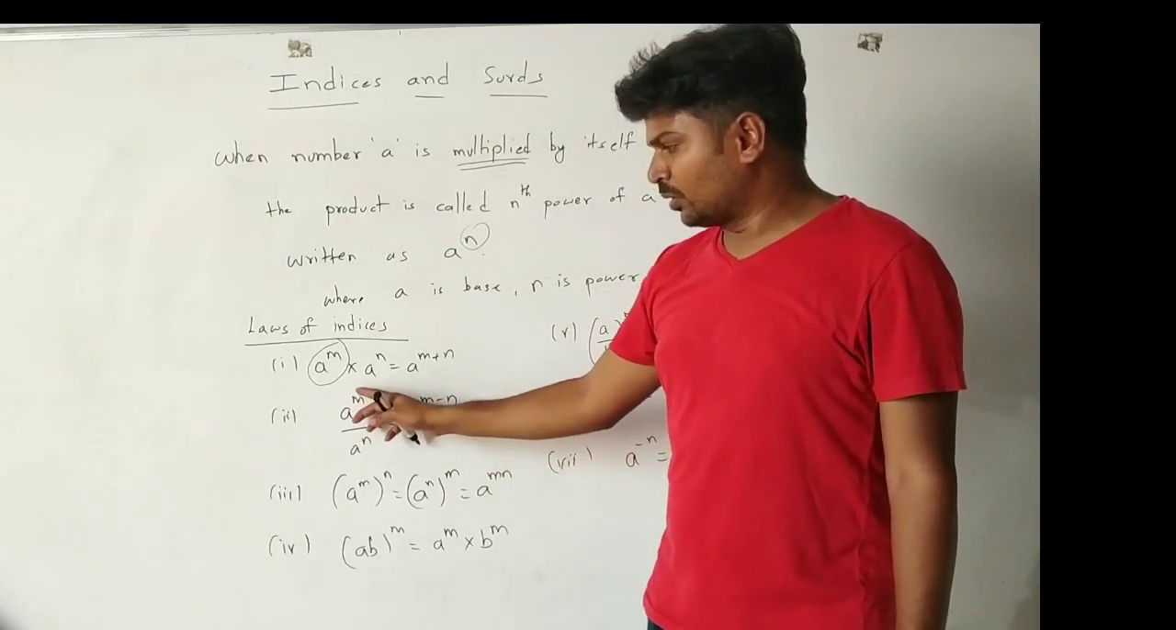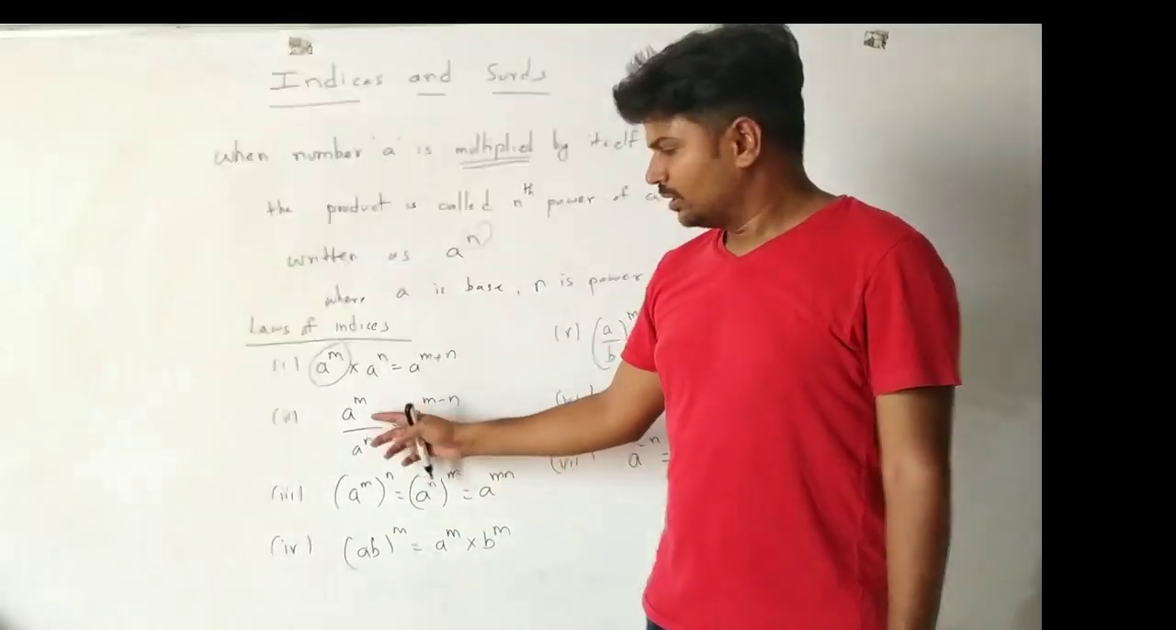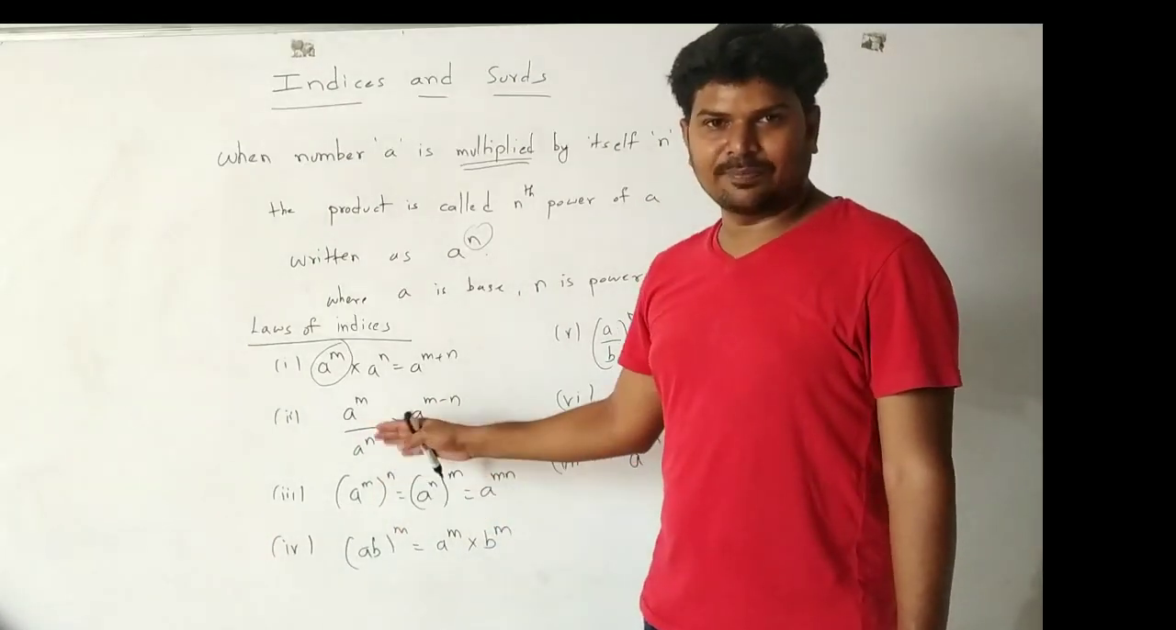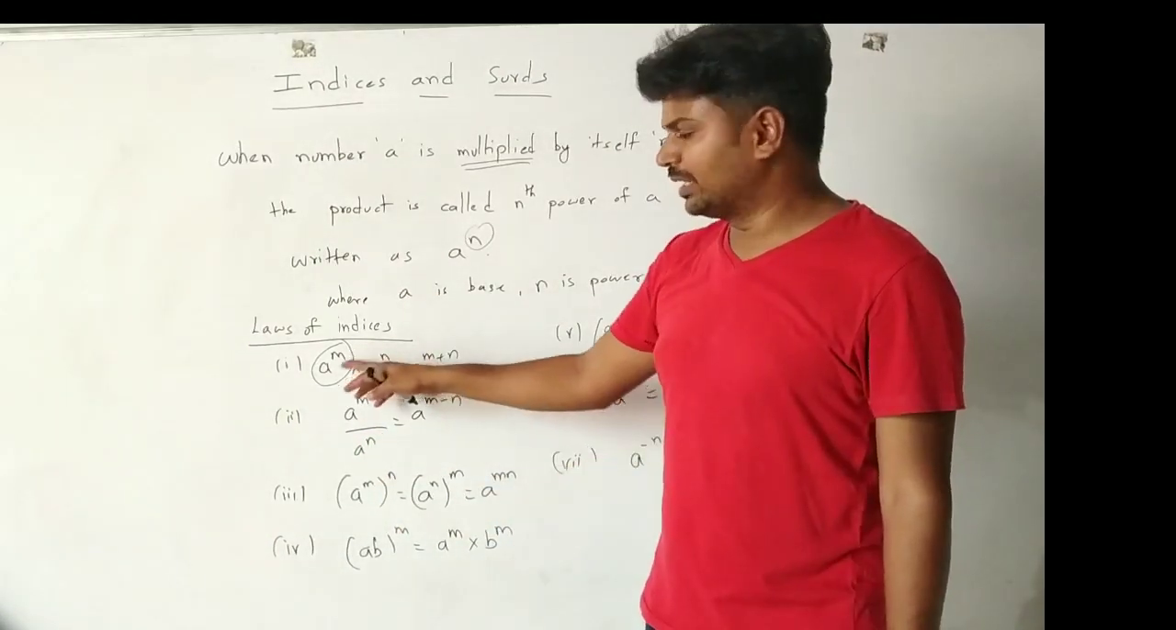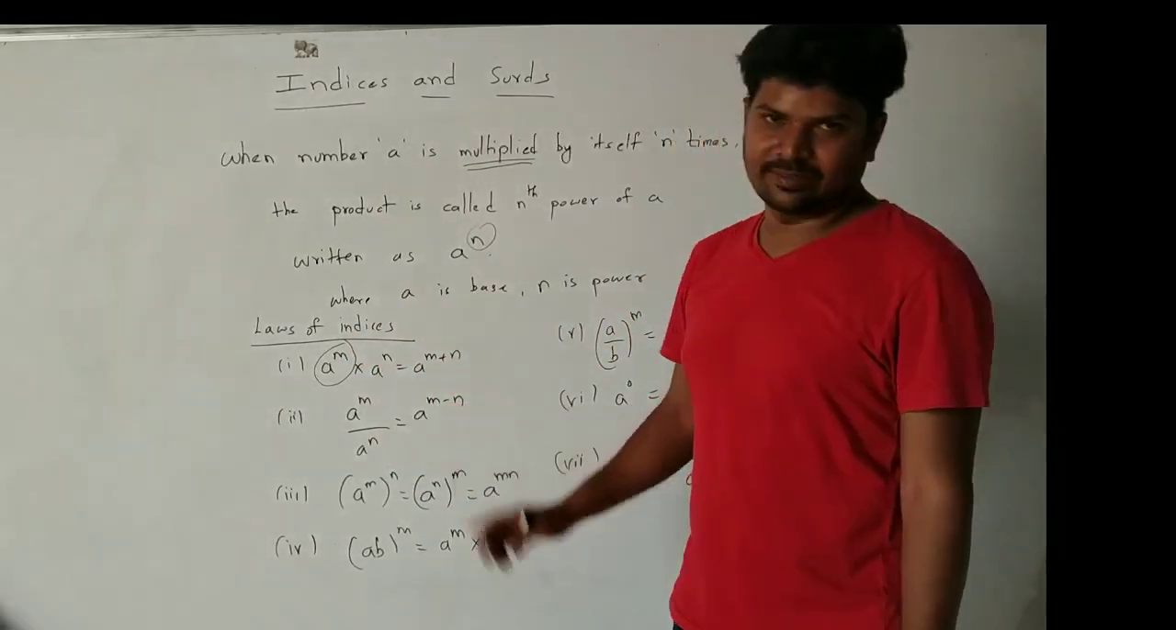Here a is to the power of m, and here a is to the power of n. Division is nothing but subtraction, and subtraction means it has to be subtracted. Multiplication is nothing but addition, and addition means it has to be added. So here it is a power m minus n.